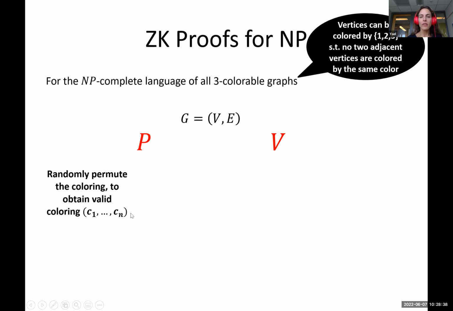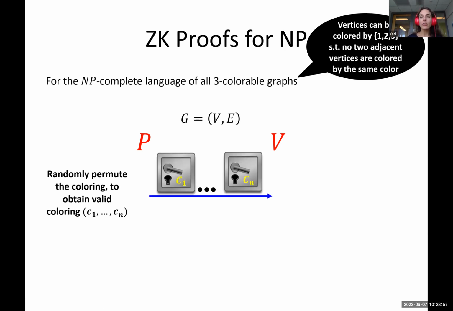So now I have the coloring of the vertices. Let's say the number of vertices is n. I have the coloring C1 up to Cn. Each one is either 1, 2, or 3. If I didn't care about hiding, I'd just send you C1 up to Cn, the colors, and you can check. But I want to hide. So I'm going to send it to you, but kind of hidden.